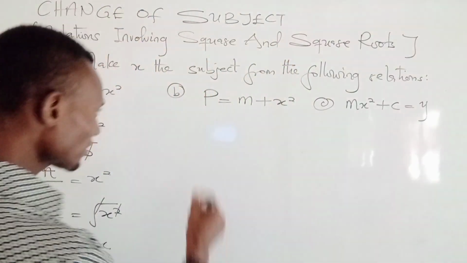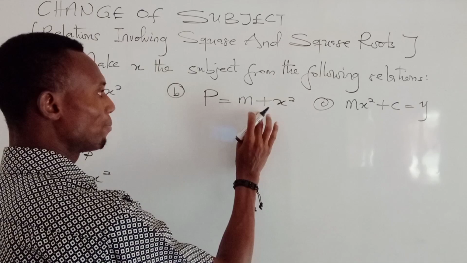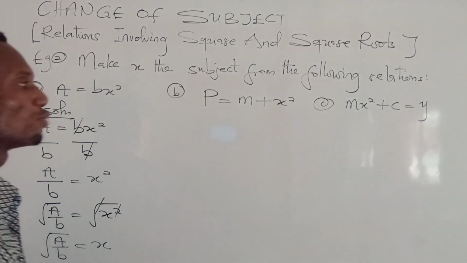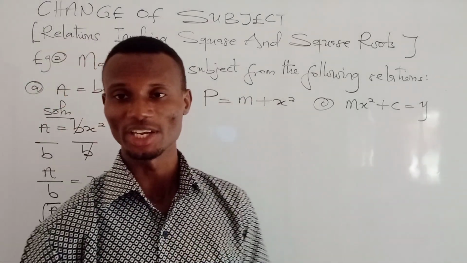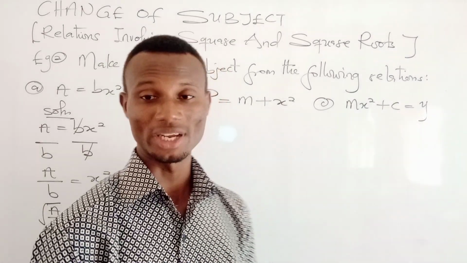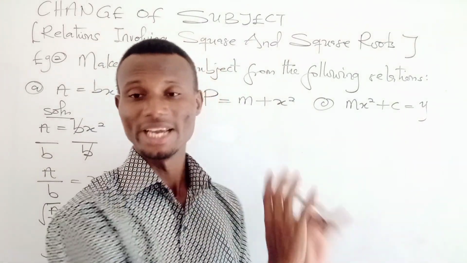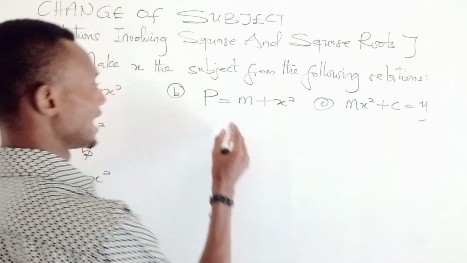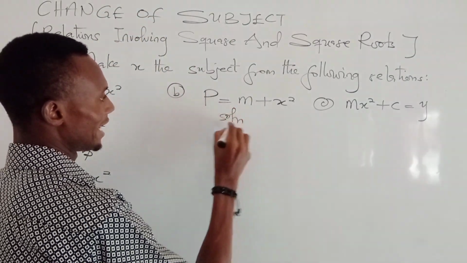So the B, I have P equals M plus S squared. We are to make S the subject, so the same understanding. We are to make S stand alone in the given equation. Let me write down my solution and let's do it together.